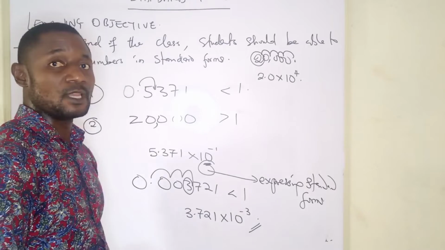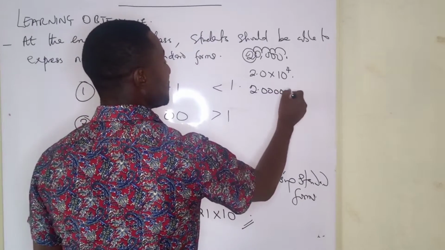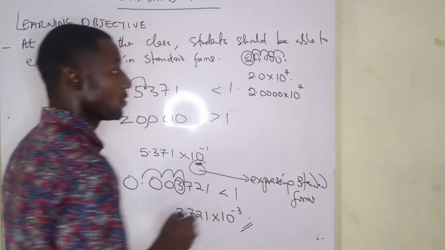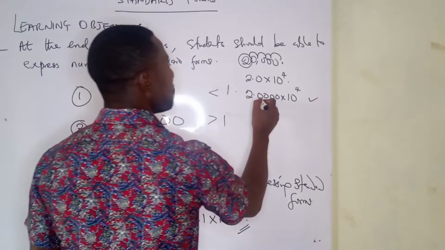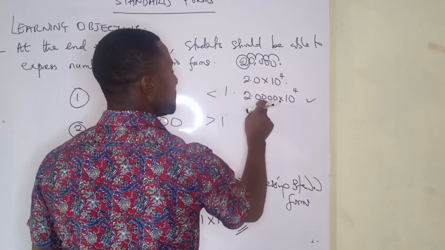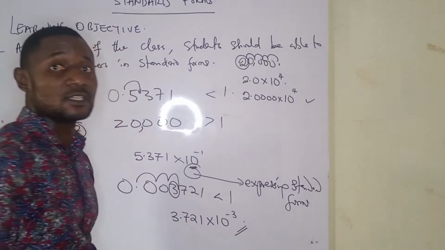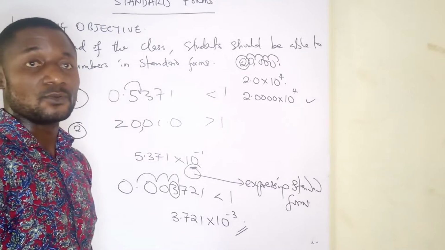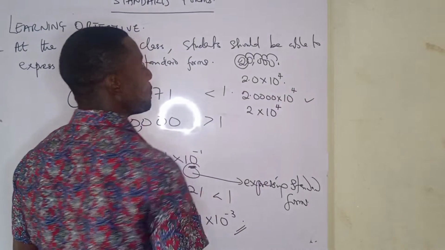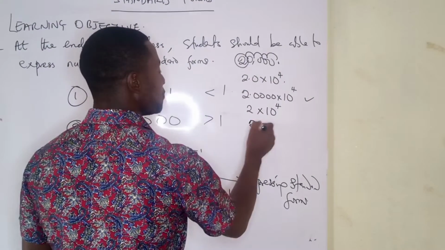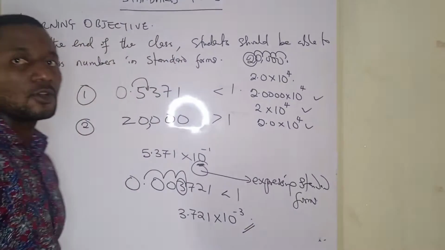Some of us will argue with me that it's supposed to be 2.0000 times 10 raised to the power what? 4. You are still correct. However, any 0 after a point that does not have a number in front of it automatically turns to 0. So if you have written 2 times 10 raised to the power 4, and also you have written 2.0 times 10 raised to the power 4, you are also correct.